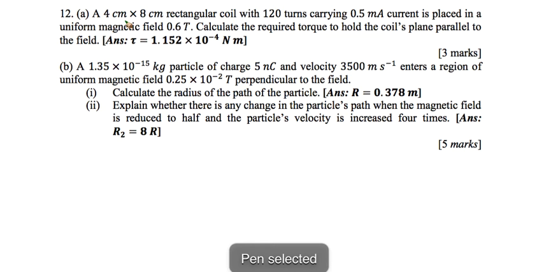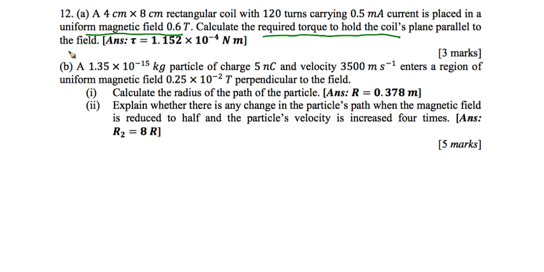A 4 centimeter times 8 centimeter rectangular coil with 120 turns carrying 0.5 milliampere current is placed in a uniform magnetic field of 0.3 Tesla. Calculate the required torque to hold the coil's plane parallel to the field.